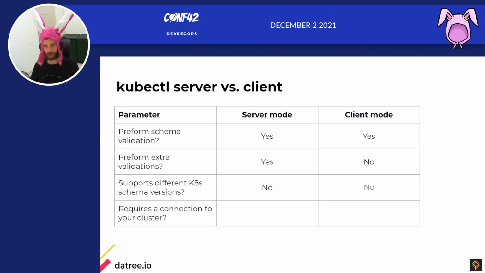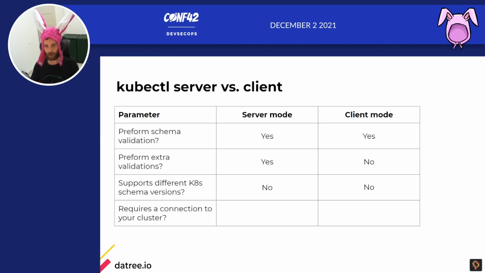Both the server mode and the client mode do not support different Kubernetes schema versions. So let's think about a use case for that. Let's say that your Kubernetes version is 1.18 and you want to upgrade to version 1.20. You want to make sure that all the manifests you already have don't contain something that's going to be deprecated in version 1.20. The downside with this flag is that you can't do it. You can only check against a predefined schema for a specific version. In this case, you can only check it against version 1.18.